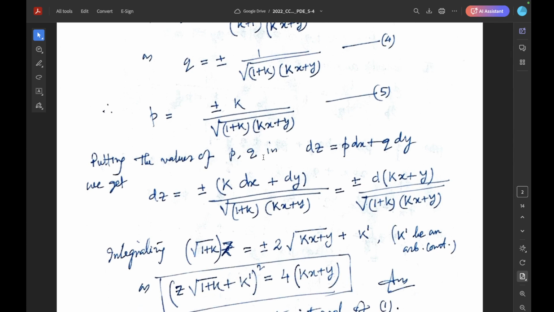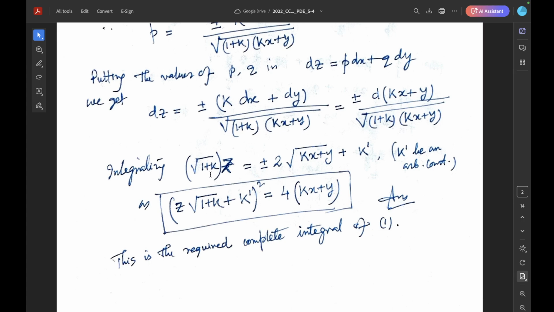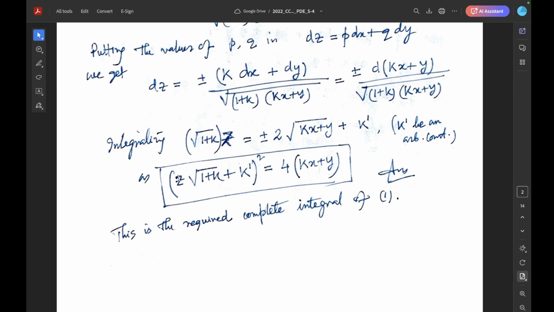Putting all these values of p and q in dz = p dx + q dy, where p means ∂z/∂x and q means ∂z/∂y, we get dz = ±(k dx + dy)/√(1+k)(kx+y), so ±d(kx+y)/√((1+k)(kx+y)). Integrating, we get √(1+k) z = ±2√(kx+y) + k'. k' is another arbitrary constant, and after simplifying we get (1+k)(z-k')² = 4(kx+y), and this is the required complete integral of 1, where k and k' are arbitrary constants.